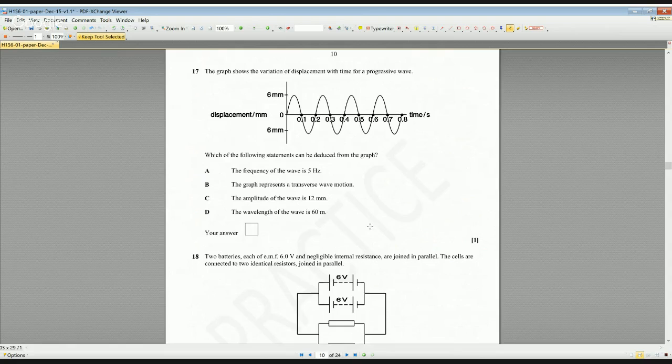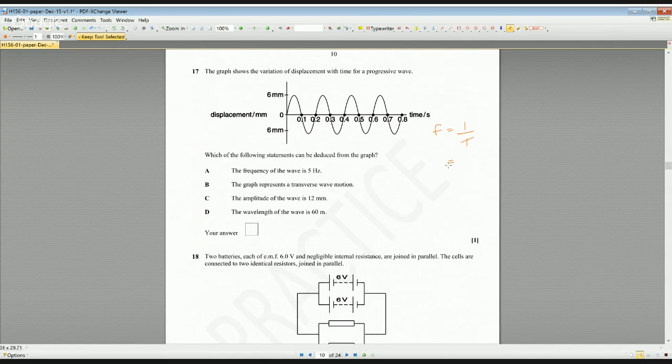On to question 17. We have a graph showing displacement against time for a progressive wave, and we need to say which of these statements can be deduced from the graph. So the first one here, the frequency of the wave is 5 hertz. Well, we can't directly read frequency from a graph, but we can calculate frequency. We know that frequency is equal to 1 divided by time period.